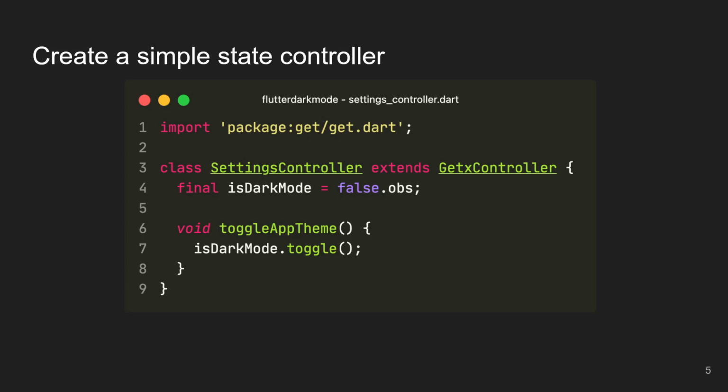Inside the controllers folder, we've created a file named settings controller, and here we can see a really simple controller having just one element. I call it isDarkMode, and it's a boolean. We set it to false, and we add the .obs extension to make it observable. And we also have created a method for convenience purposes to toggle that value from true to false.